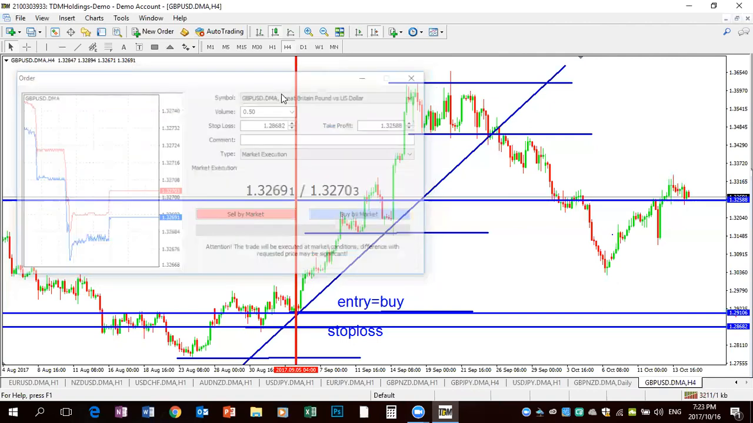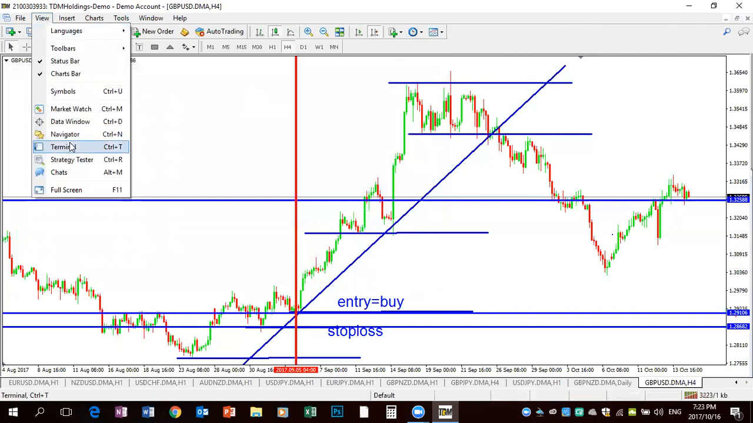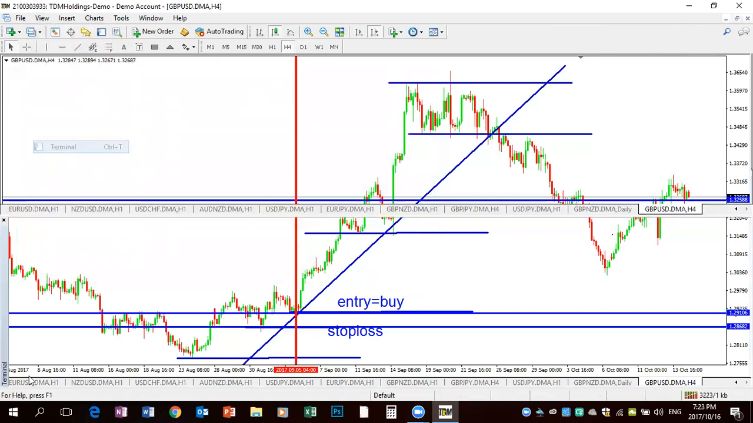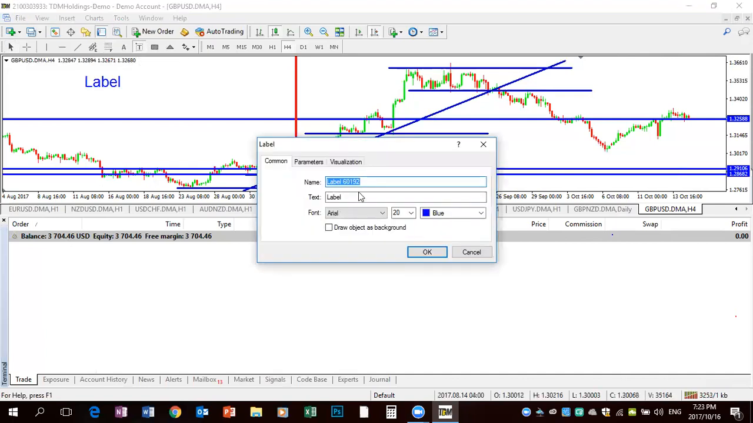Let's cancel everything. You go to view and you say terminal, whereby you'll get your balance, because you need your balance in order to calculate your volume. This is the balance that we have on this demo account. What else do you want? You want your 1%, whatever percent you are risking, of your balance.